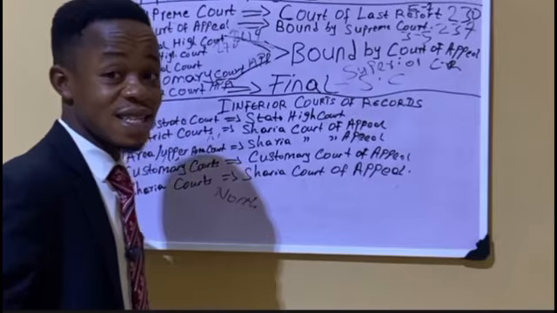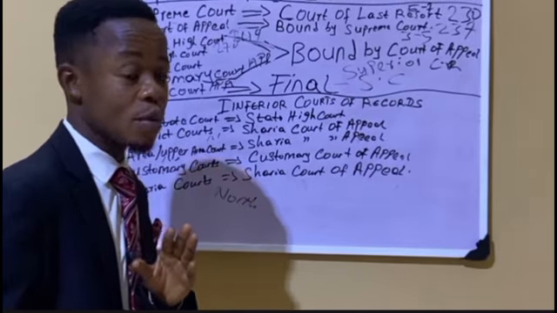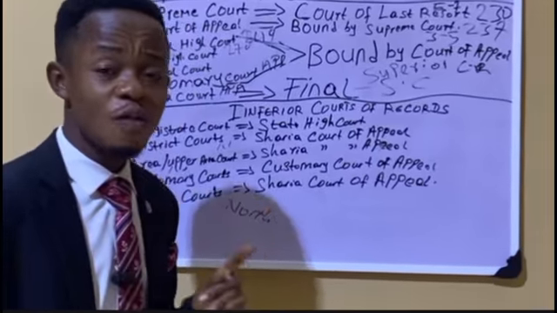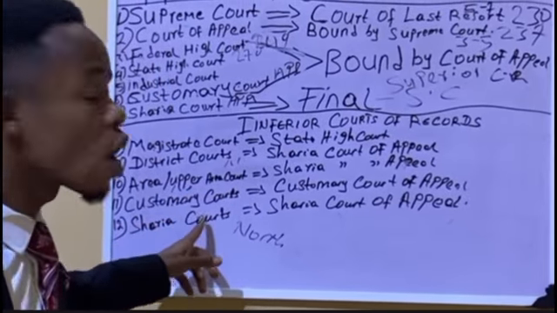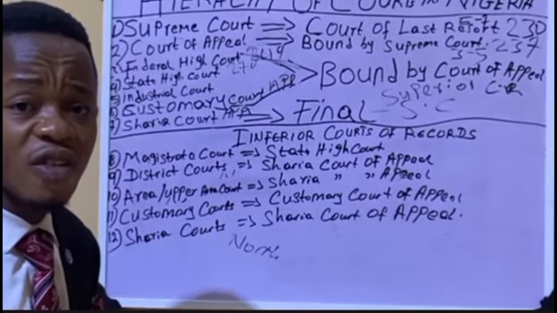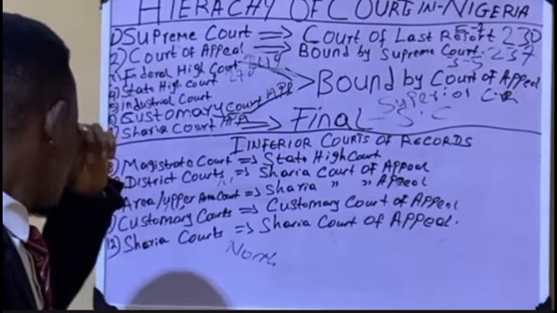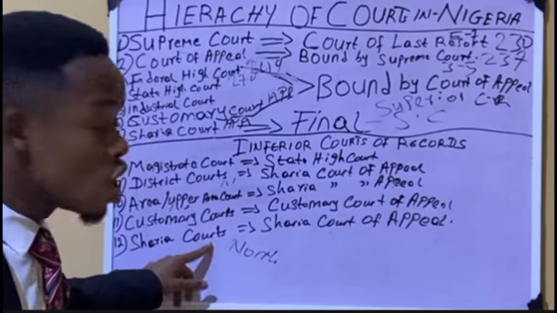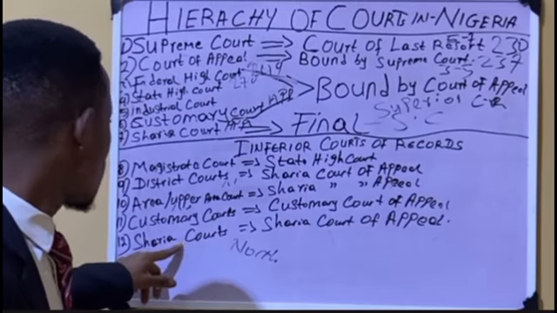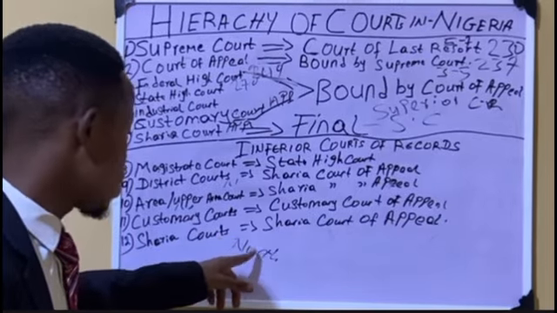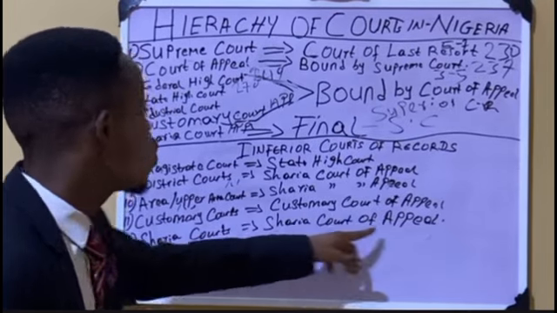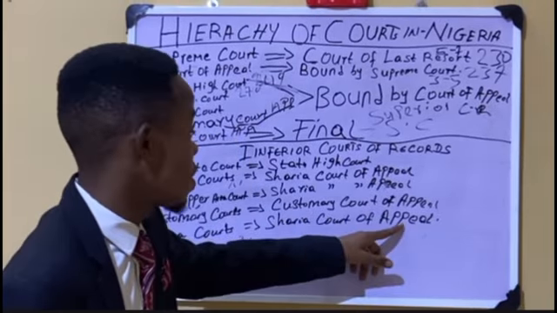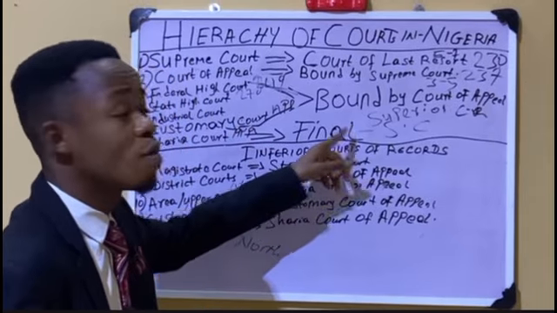Why? On May 29th, 1999, something very important happened. 12 states in the north adopted the Islamic legal code. The implication of that is that they established what are known as Sharia courts, and because those 12 states have adopted the Islamic legal code, if you want to file an action under that law, you go to the Sharia Court. If the Sharia Court decides, you go to the Sharia Court of Appeal. You go to the Sharia Court of Appeal, and then whatever the Sharia Court of Appeal decides becomes final.